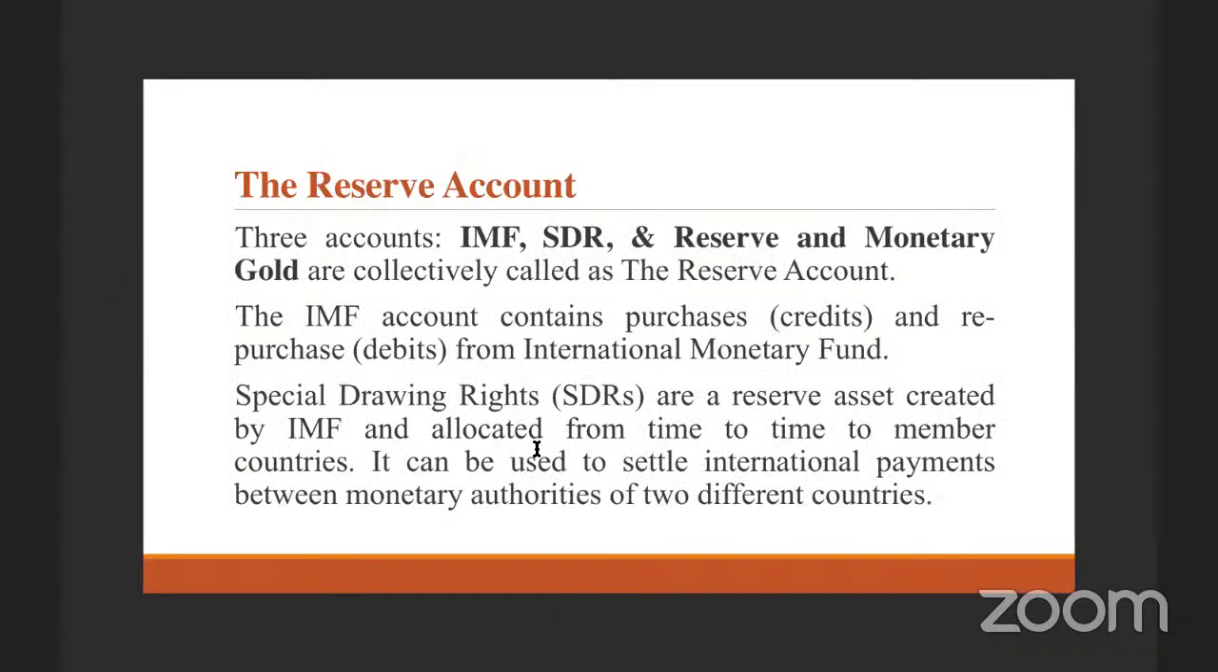So three items: IMF, SDR, and reserve and monetary gold are collectively called the reserve account. SDR means special drawing rights. All right, what is this?